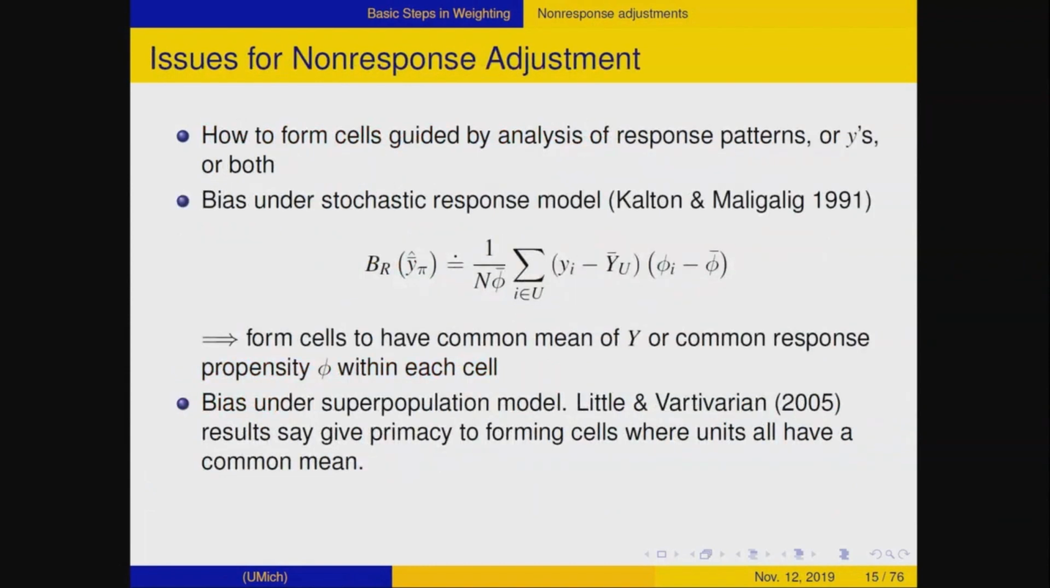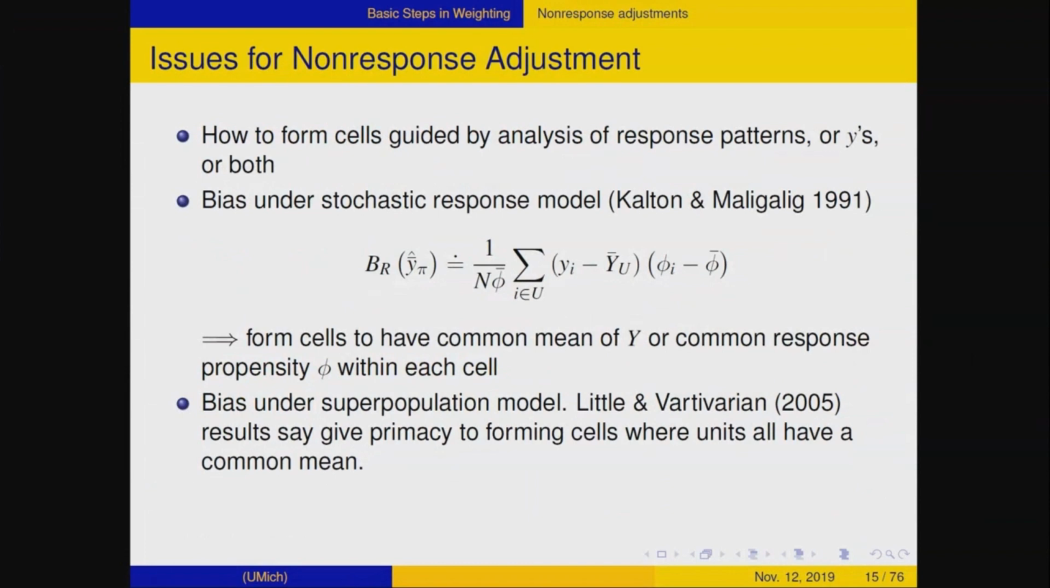All right, so here's one way that people think about these things. You could put your sample units, both the non-respondents and respondents, in some cells, and make a non-response adjustment within the cells. You increase the weights of the respondents to represent the non-respondents. And when is that effective? Well, there's an easy formula that Graham Kalton and Maligalig came up with, which writes the bias of an estimated mean this way. It depends on the covariance of what you're trying to measure, y_i in this case, and the probability of response.